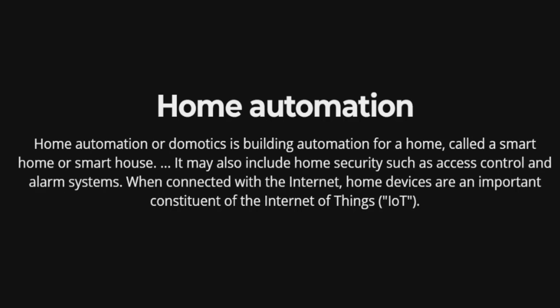Home automation. Home automation or domotics is building automation for a home, called a smart home or smart house. It may also include home security such as access control and alarm systems. When connected with the Internet, home devices are an important constituent of the Internet of Things, IoT.